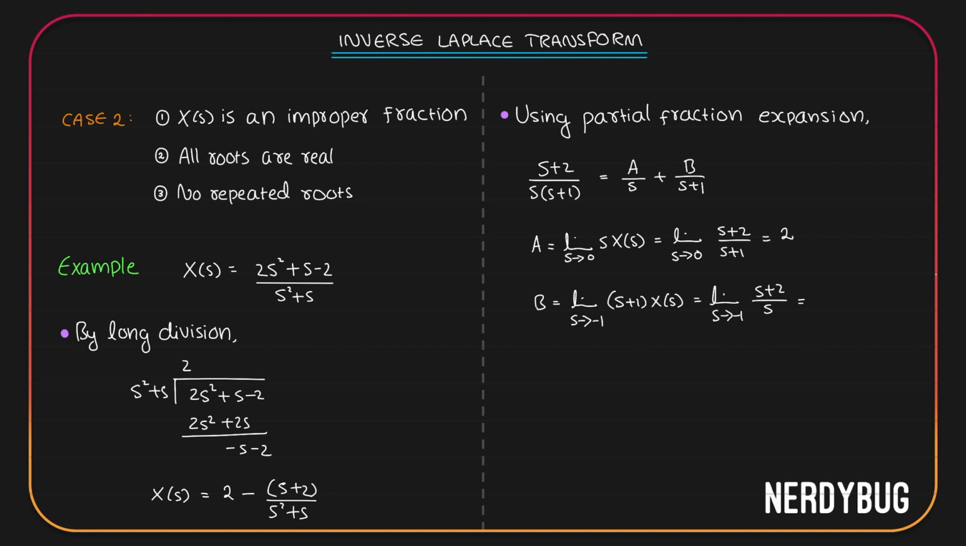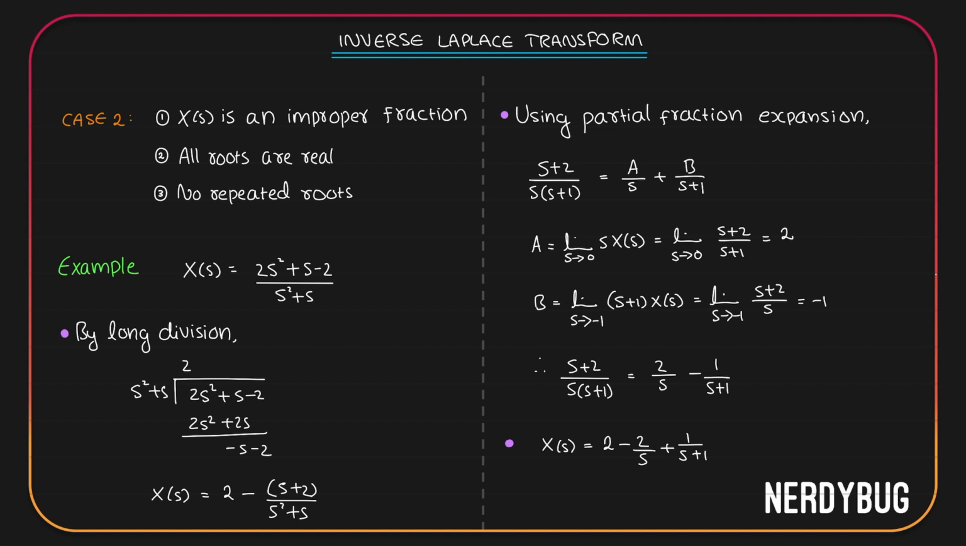Let us give the number minus 1 to s. So we get (minus 1 plus 2) divided by minus 1, that is minus 1. So A is 2 and B is minus 1. Therefore, we can write (s plus 2) divided by s into (s plus 1) as 2 by s minus 1 by (s plus 1). What we want is X of s. So we can write X of s is 2 by s minus 1 by (s plus 1).